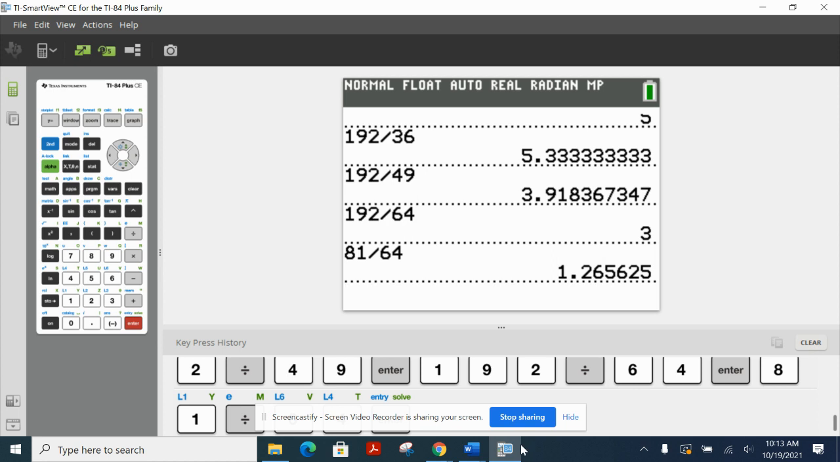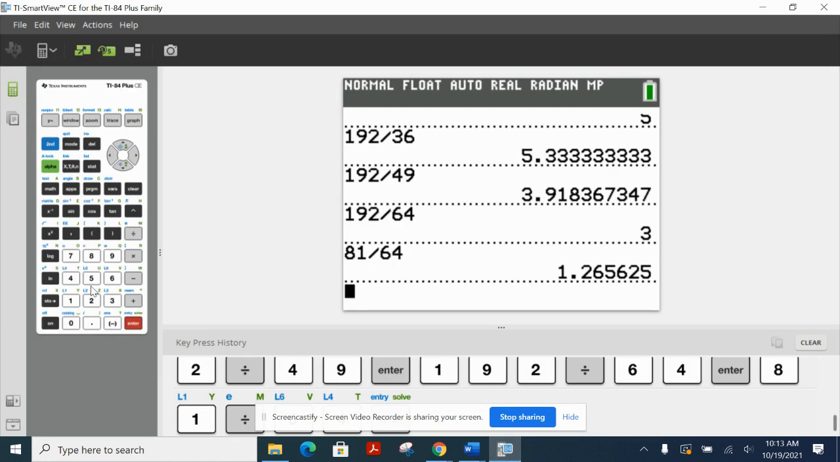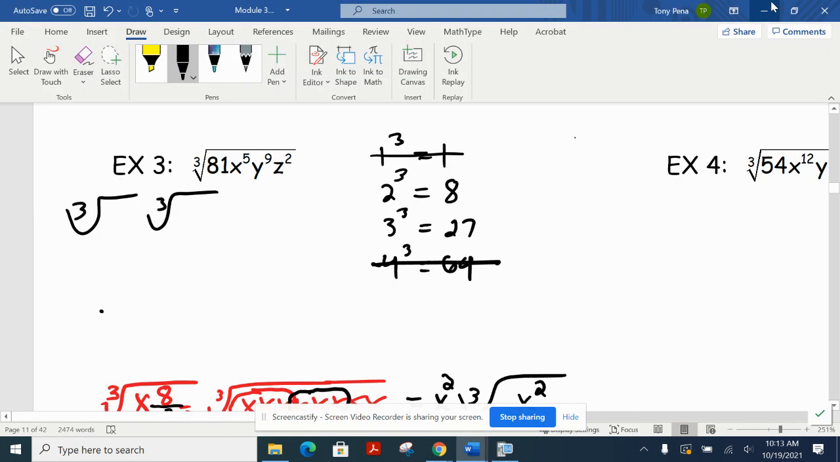No. So then we scratch that off of our list. We know that's not the number we're going to use. And then we go to the 27. So I'm going to do 81 divided by the next perfect cube of 27. Does that go in nice and evenly? Yeah, that's our guy then. So we're going to rewrite this as the cube root of 27 times the cube root of 3. And then all the variables, we're just going to rewrite right now, understanding though we want now 3 people.